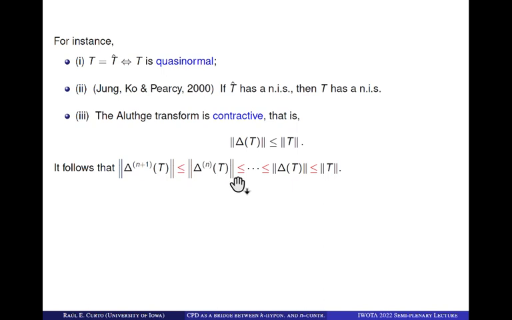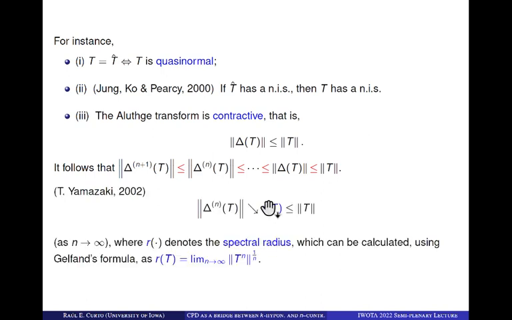It follows that the norms of the iterations of the Aluthge transform form a decreasing sequence of numbers, and Yamazaki exploited this to prove that the norms of the iterates of the Aluthge transform decrease to the spectral radius of T, which is less than or equal to the norm. So one way to calculate the spectral radius, other than using Gelfand's formula, is to take iterates of the Aluthge transform, take the norm from that, and then calculate the limit.